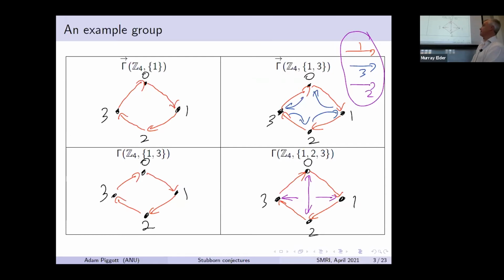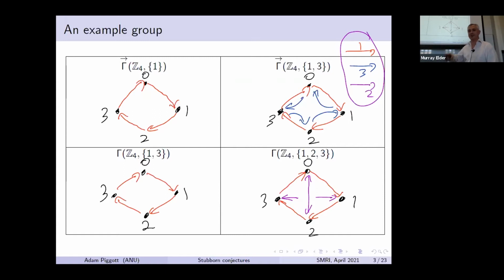In the top left-hand corner, we have a directed Cayley graph for this group, where the only generator we have is 1. The group elements are 0, 1, 2, and 3, and we have generator 1. Red arrows correspond to 1. If you have a look at that graph, you'll notice that there's a unique shortest directed path between any two vertices. So that's neat. If you want to move from one place to another, there's a unique best way to do it. Of course, there are other ways.